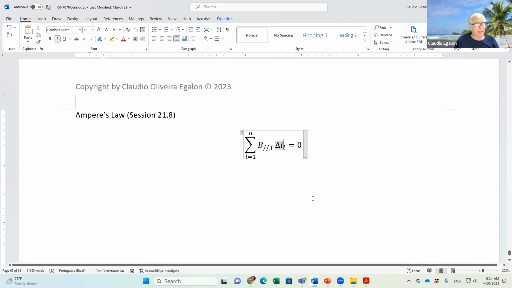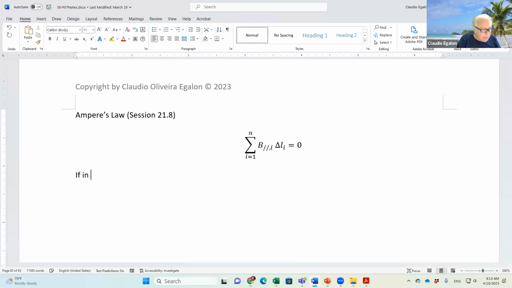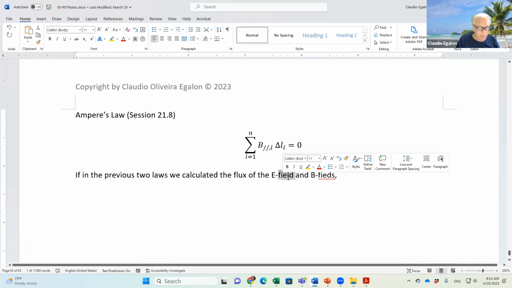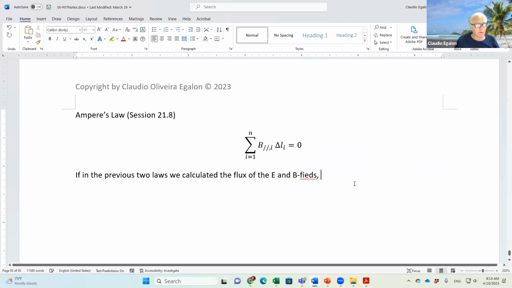If in the previous 2 laws, I'm going to elaborate on that, we calculated the flux of the electric field and B field. In the previous law, we took the flux of the electric and B fields.